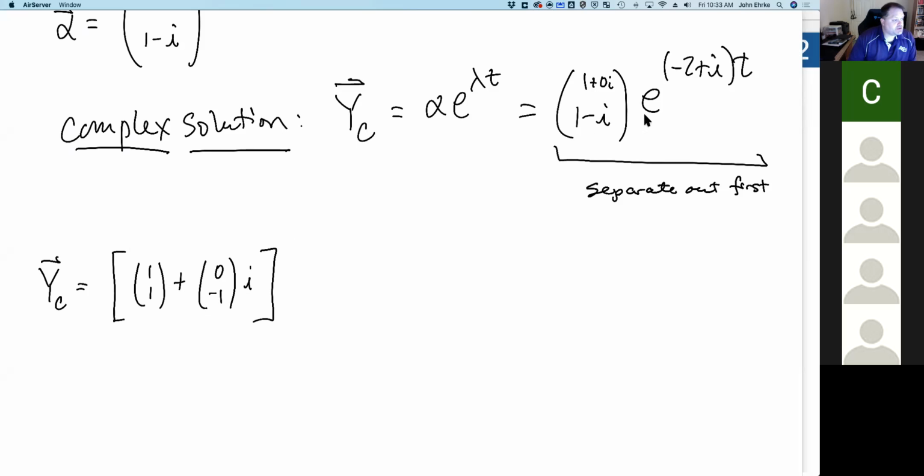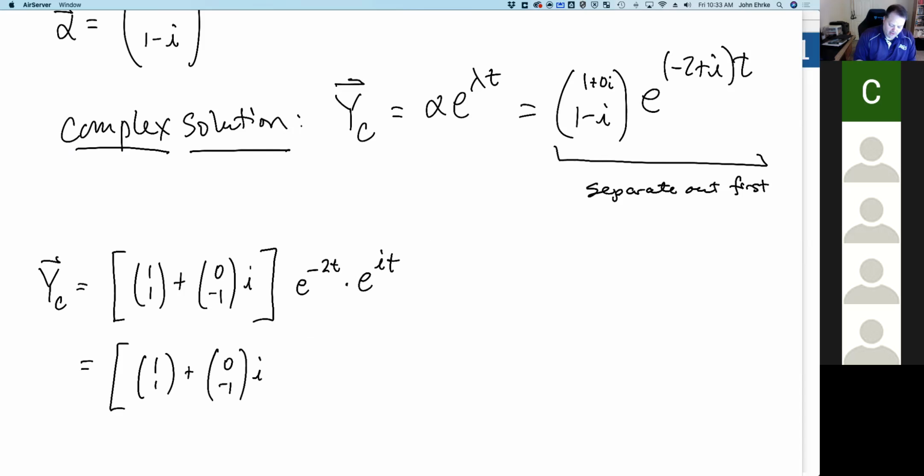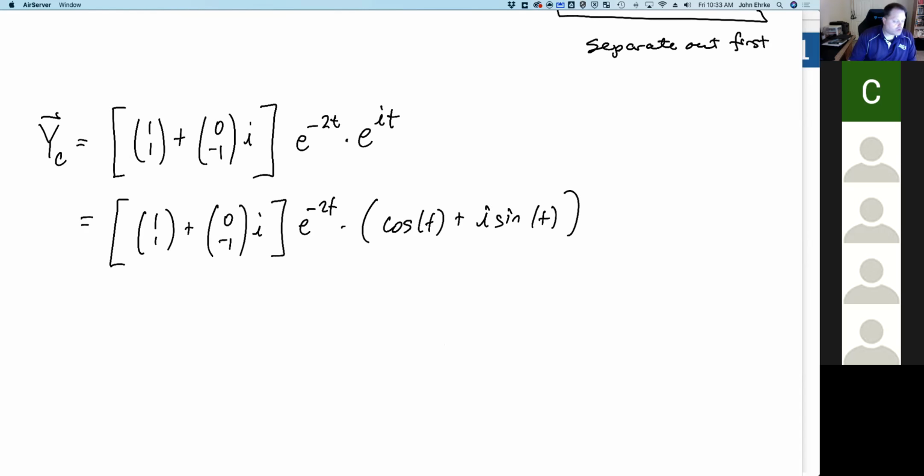And then I'm just taking my properties of exponentials. This is e to the negative 2t times e to the it. And I know from Euler's formula that I can rewrite e to the it as cosine t plus i sine t. That's from Wednesday's class. So this is a nice separated out view of this complex solution.